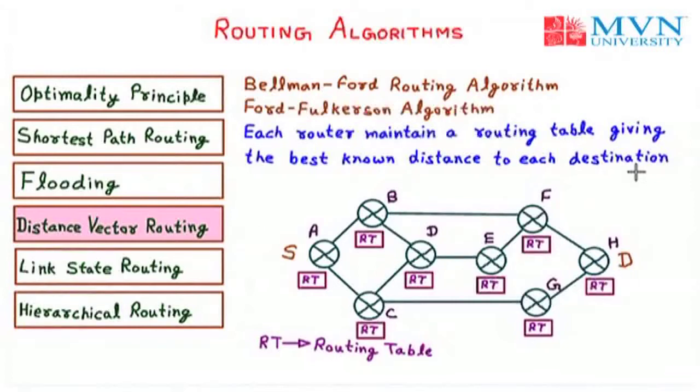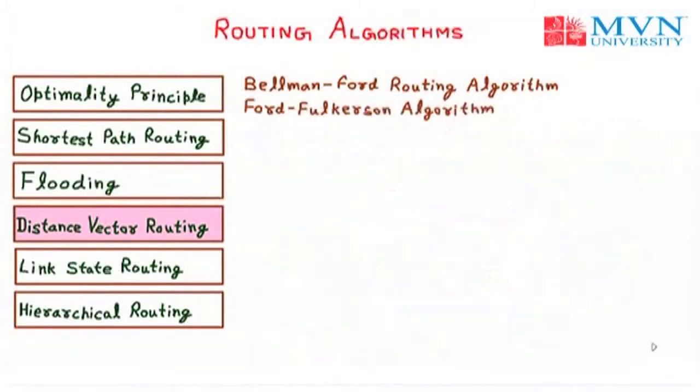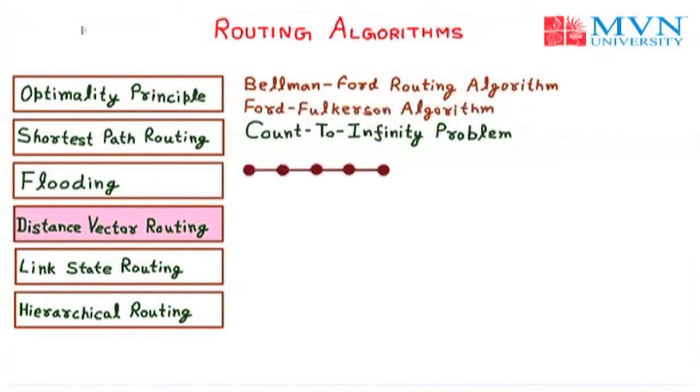Now in distance vector routing we have a main problem called the count to infinity problem. The main problem under distance vector routing is the count to infinity problem. To understand it, let us suppose we have 5 routers on the same line. Now these routers have their own names.